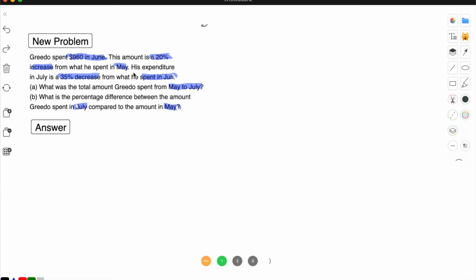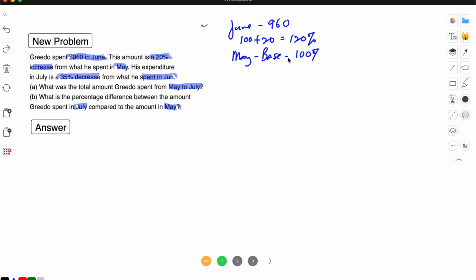Let's start with the first part. We are told that he spends $960 in June. So June, $960. And then we are told that this is actually a 20% increase. So 20% increase means it is 100 plus 20% or 120%, from what he spent in May. So May here will be the base, which also means that it represents the 100%.